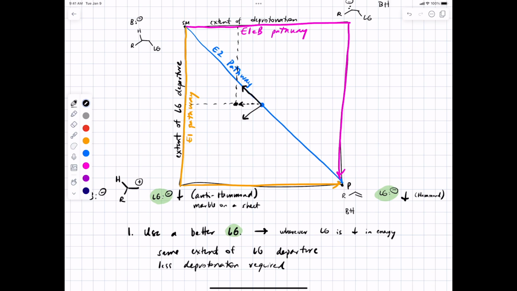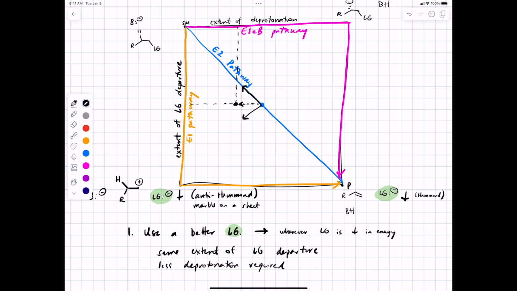Yeah? When you say you don't have to have as much deprotonation for it to leave, do you mean a certain percentage of the population of molecules, or are we talking in a very vague way? We're talking about the transition state. If in the starting material the proton is 0% removed and in the product it's 100% removed, in the transition state, how much is that bond broken? Yeah. Okay. So using a better leaving group is going to swing your pathway more to the E1 direction.